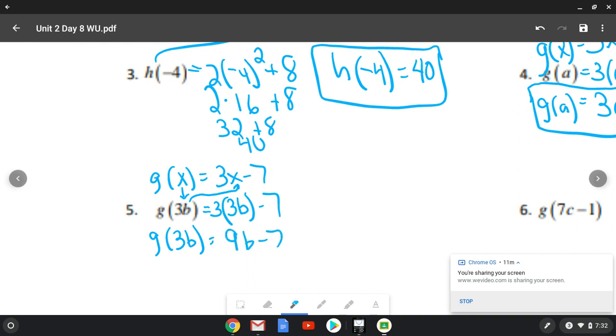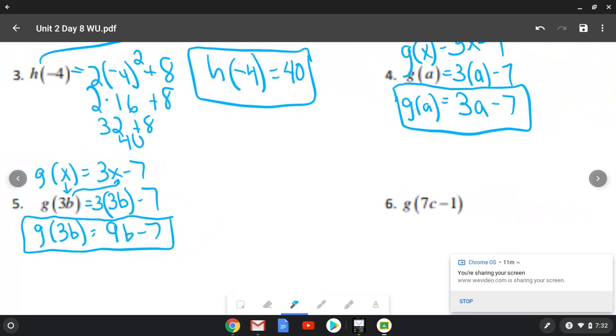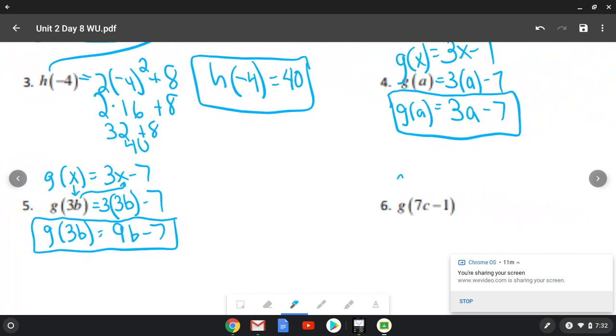And there's nothing more that I can do because these are not like terms, so I can't subtract them. One has a variable, one doesn't. So that would be my final answer, 9b minus 7. So that's number 5. And then number 6 is even the toughest one. So I know the original, because we've just done it a few times, is 3x minus 7.